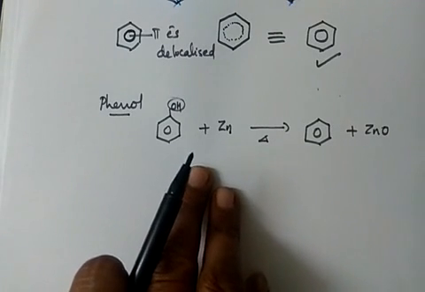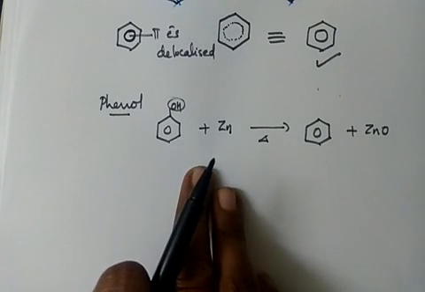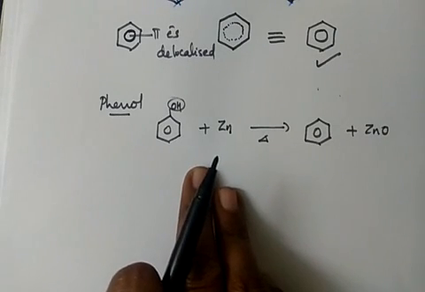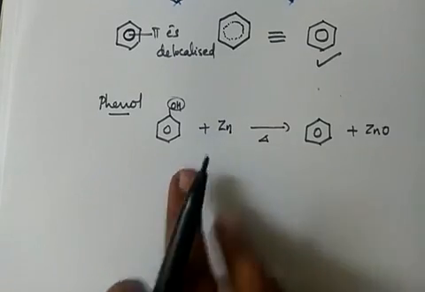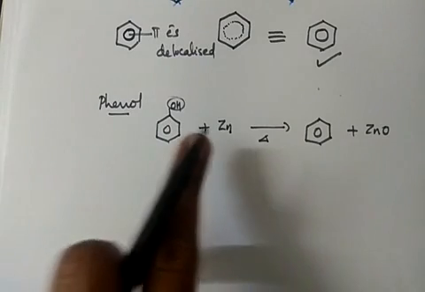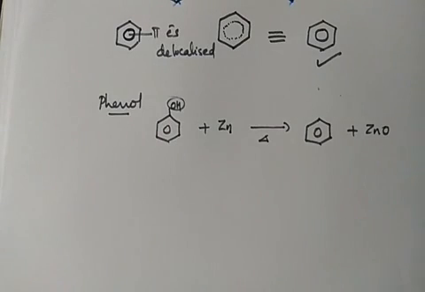So study the two methods of preparation of benzene. One, the preparation from acetylene, by cyclic polymerization of acetylene. And second, in the laboratory, benzene is usually prepared by this method, that is from phenol on treating with zinc, benzene is obtained.